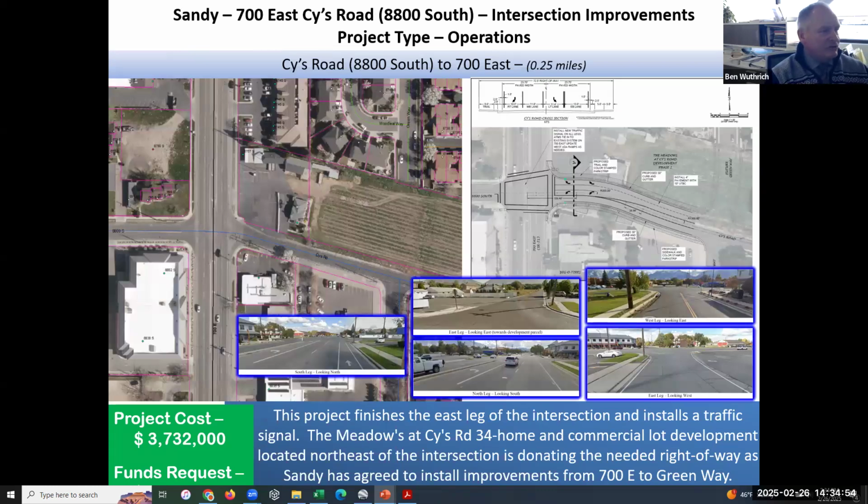Next project is also an intersection project in Sandy. This is 7th East Sides Road, which is about 8800 South. This will complete the east leg of the intersection and install a signal. Estimated project cost is 3.7+ million. Funds being requested are 3.1+ million.